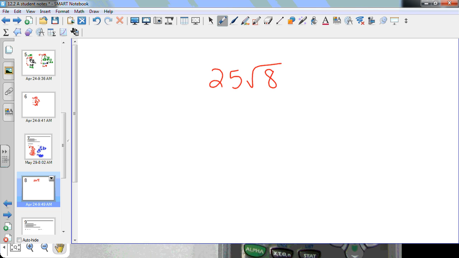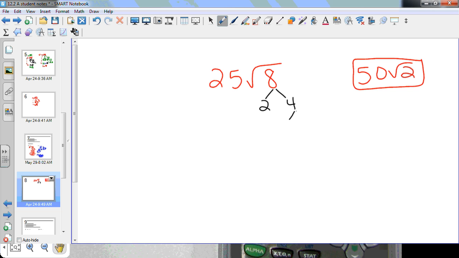All right. Ladies and gentlemen, the answer that Owen came up with was 50 square root of 2, correct? Does his 2 break down at all? No. So that's how I know this problem is done. Sam, could you break 8 down at all? What could you break 8 down into? 2 and 4, and then 4 would break down to 2 and 2. Did I just find another pair of factors in your answer?